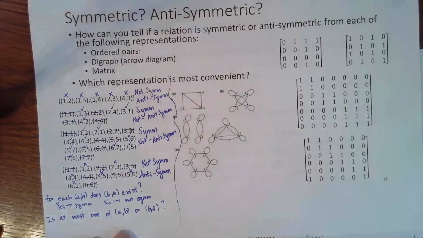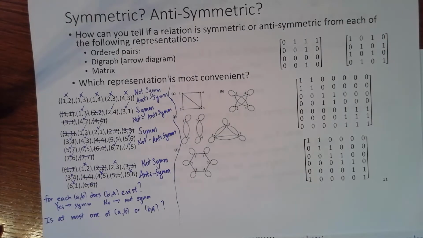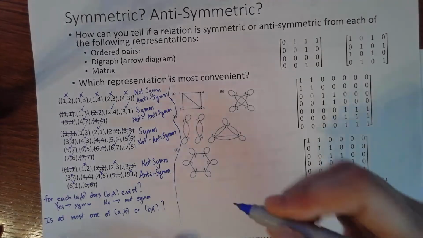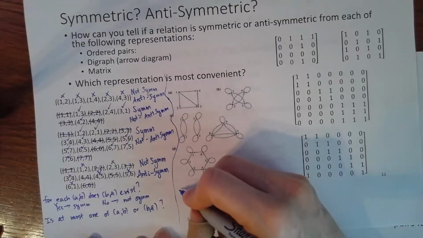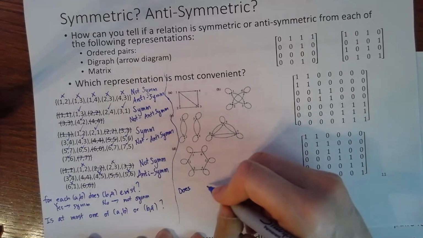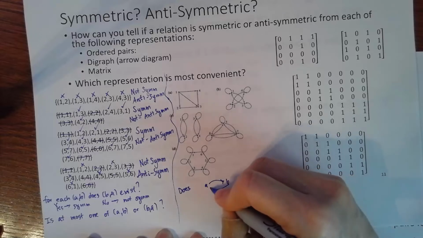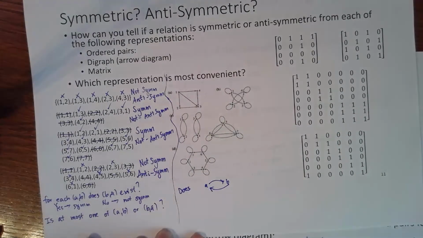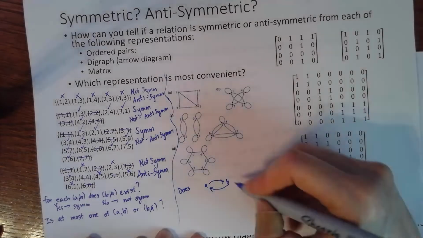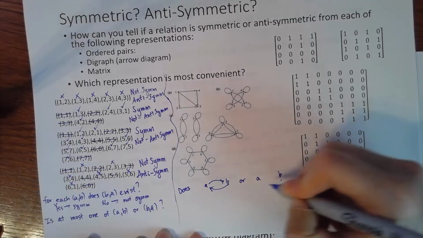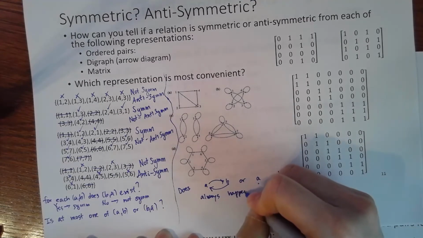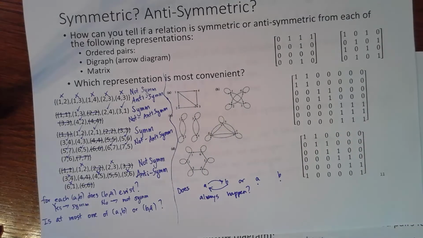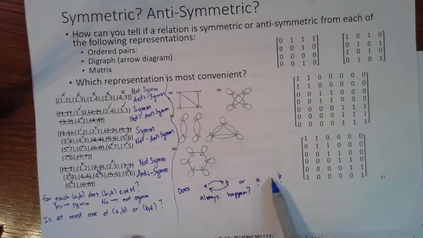All right. How about the digraphs? Okay, so for being symmetric, we would have to have that whenever A is related to B, B is related to A. So we would have to have an edge going both directions, or neither direction. Never could we have just one arrow and not the other coming back. So we either have both arrows or no arrows.